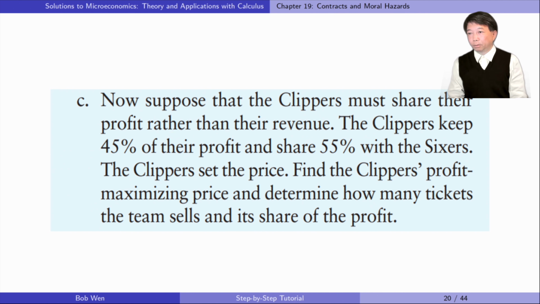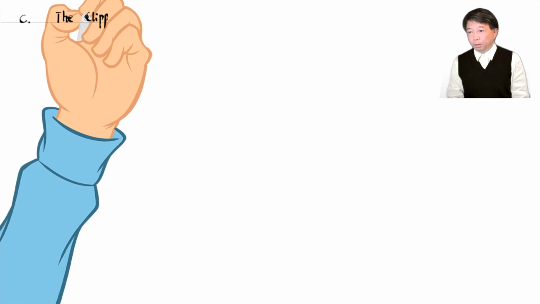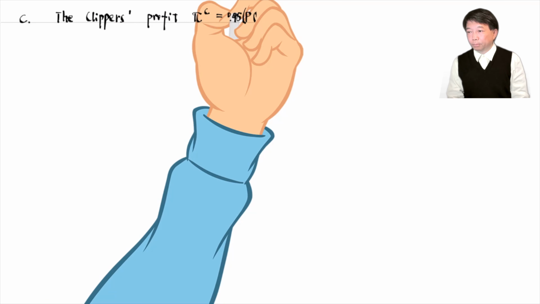For part C, now suppose that the Clippers must share their profit rather than their revenue. The Clippers keep 45% of their profit and share 55% with the Sixers. The Clippers set the price. Find the Clippers' profit maximizing price and determine how many tickets the team sells and its share of the profit. The Clippers' profit is as follows.